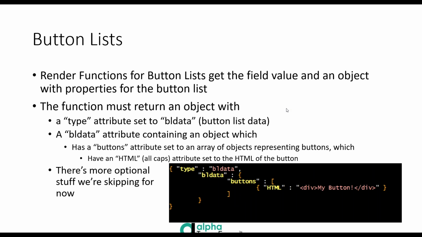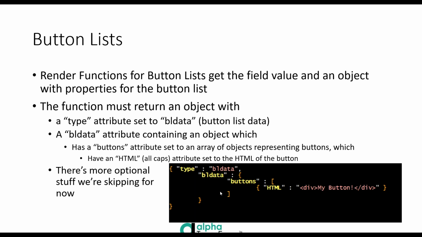So a button list, when we do a render function here, we actually get the value plus an object that has a bunch of properties for those button lists. And when we return a value for this, it needs to be a special object. It's a type BL data, which is for button list data. It's going to have a BL data attribute. That's going to have a buttons attribute that's an array of all my button HTML and other properties that I'm not showing here. And there's some other properties to this object that we're going to skip for now.